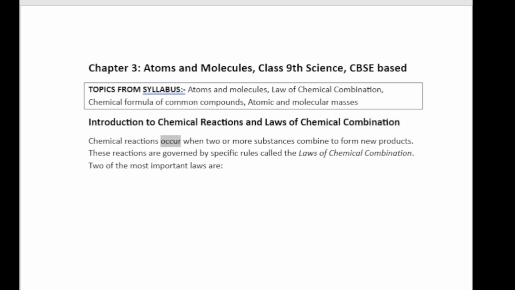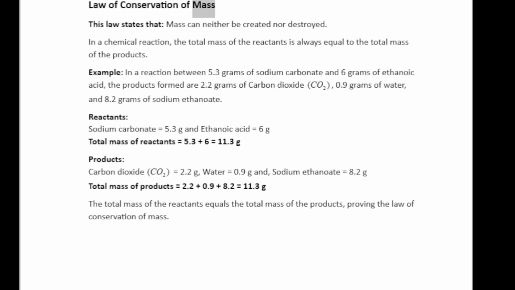Chemical reactions occur when two or more substances combine to form new products. These reactions are governed by specific rules called the laws of chemical combination. Two of the most important laws are: Law of Conservation of Mass.